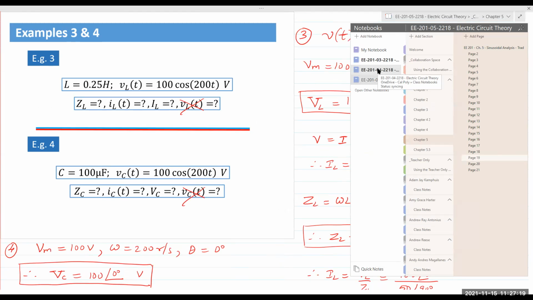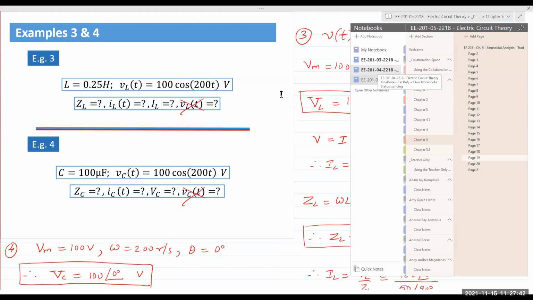Okay, in examples 1 and 2, we saw how we can combine sinusoidal voltages, right? Multiple components added together. In examples 3 and 4, we saw how we can apply Ohm's law to circuits containing inductors and capacitors to find the voltage and the current. Now we will apply the same techniques to an RLC circuit.